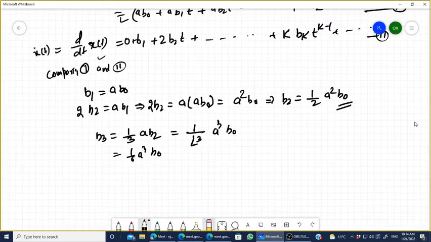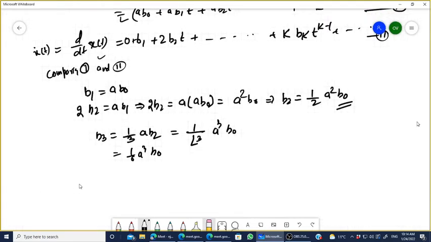So if you generalize up to bk, then what is the bk? Can you tell me what is the bk? 1 by factorial k a to the power k b naught, right? Yes or no? Yes, sir.